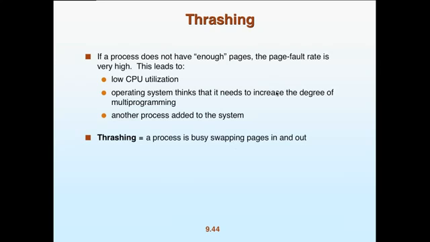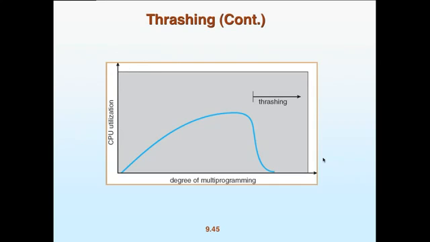It's not efficient. So the operating system thinks that it needs to increase the degree of multiprogramming. So another process is added to the system perhaps, and that just causes even more problems. So thrashing is when a process is busy swapping pages in and out. So here's your definition of thrashing.